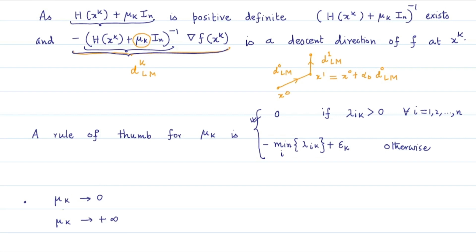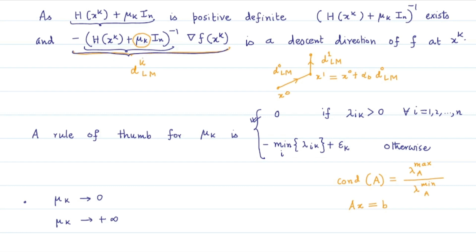But for very small value of mu k, this matrix H(xk) plus mu k In is going to be ill conditioned. By ill conditioned, I mean the condition number of this matrix is going to be very high. The condition number of a positive definite matrix is defined by the maximum eigenvalue of the matrix divided by the minimum eigenvalue of the matrix. If a matrix capital A has high condition number, then we call the matrix A ill conditioned. For a given ill conditioned matrix, a small perturbation of the entries of the matrix A will lead to huge fluctuations in the solution vector x for a system of linear equations Ax equals b.